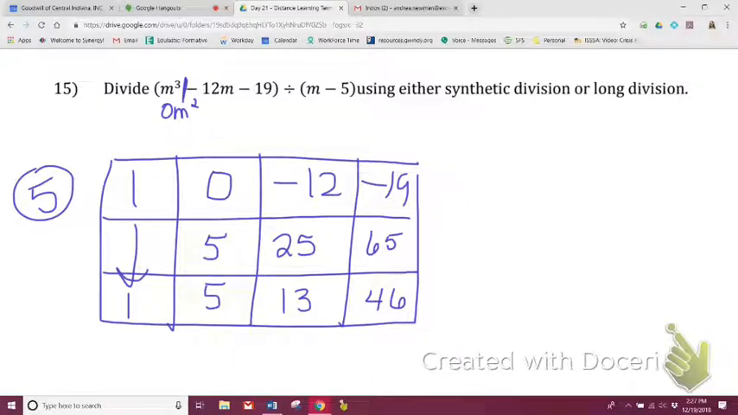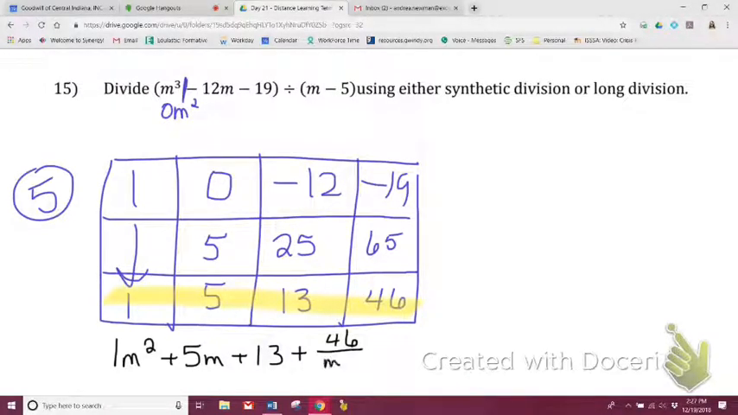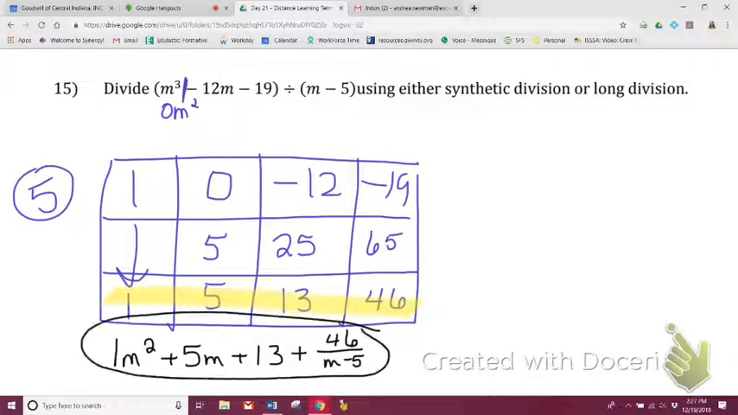So all of the numbers here on the bottom are the coefficients of your answer, and the last one is your remainder. You multiply by the 5 to get the next one. So for my final answer, I'm starting with 1m squared plus 5m plus 13 plus 46 divided by m minus 5. That is so easy. Multiply, add, multiply, add, multiply, add.